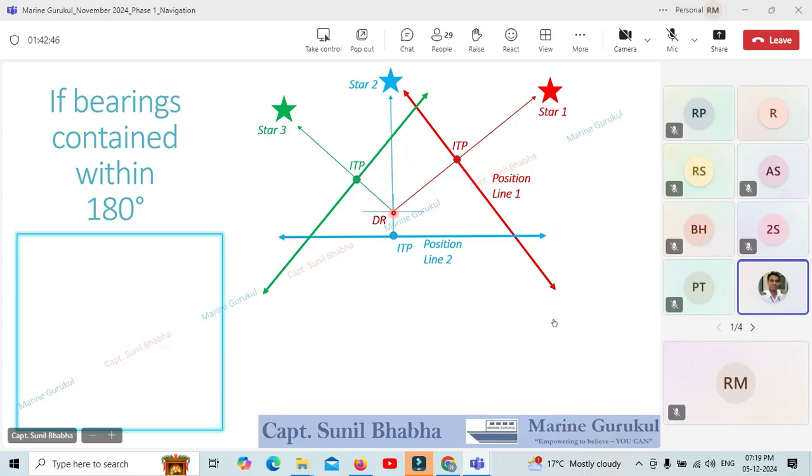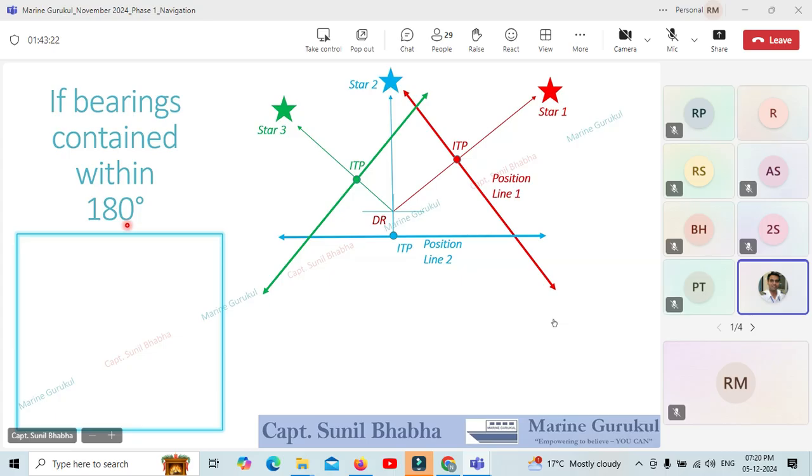And here we can see that if we draw a line in the east-west orientation, passing from the DR position, then all these 3 stars, red star, star number 1, blue star, star number 2, and green star, star number 3, will fall on one side of that line. And when that happens, it means that the bearings are contained within 180 degrees. So in this case, the bearings are contained within 180 degrees.